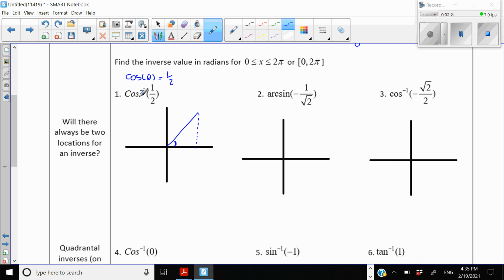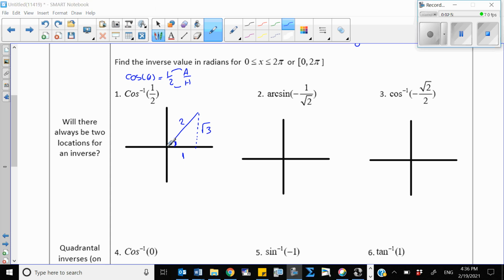So we know that cosine is adjacent over hypotenuse. So I can match these together. The adjacent side of this angle is 1 and the hypotenuse is 2. Now I'm going to use the Pythagorean theorem to find the other side. If you use the Pythagorean theorem, you will see that this side is √3.